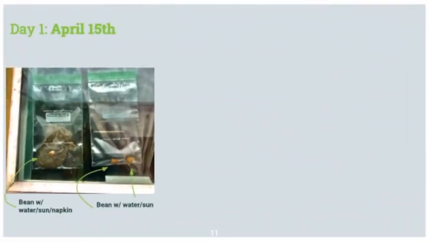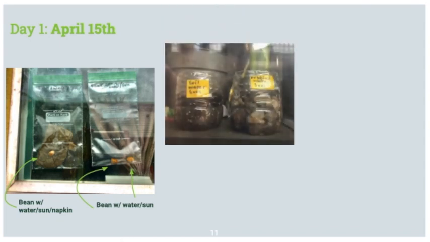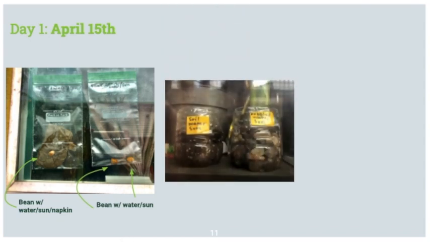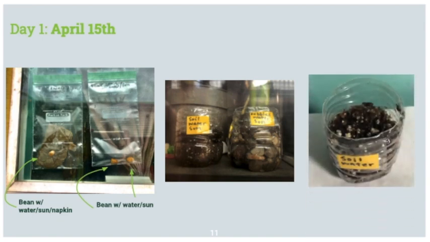So here we have the first day of the experiment. Here we have the bean with water, sun, and a napkin taped to the window, and the bean with water and sun taped to the window. And here we have the soil, water, and sun, and the pebbles and sun with direct sunlight. And lastly, it's the one with only soil and water in a dark room.